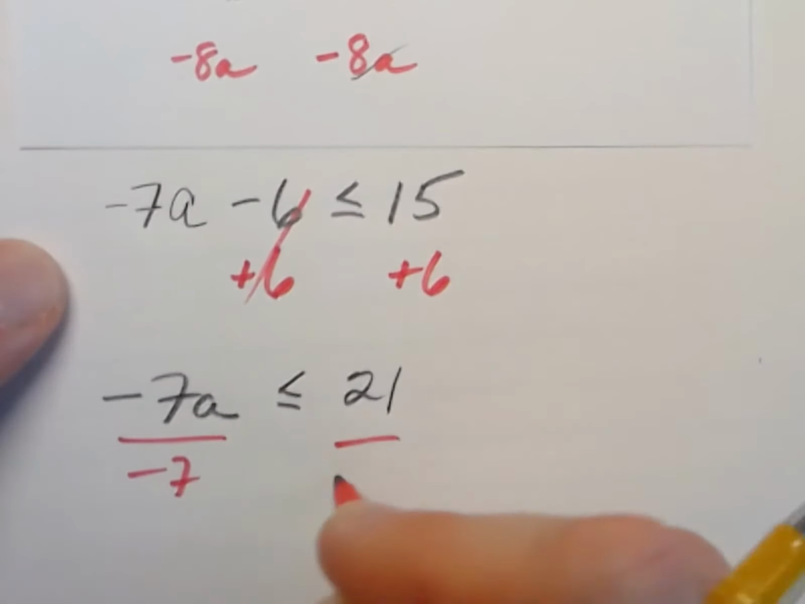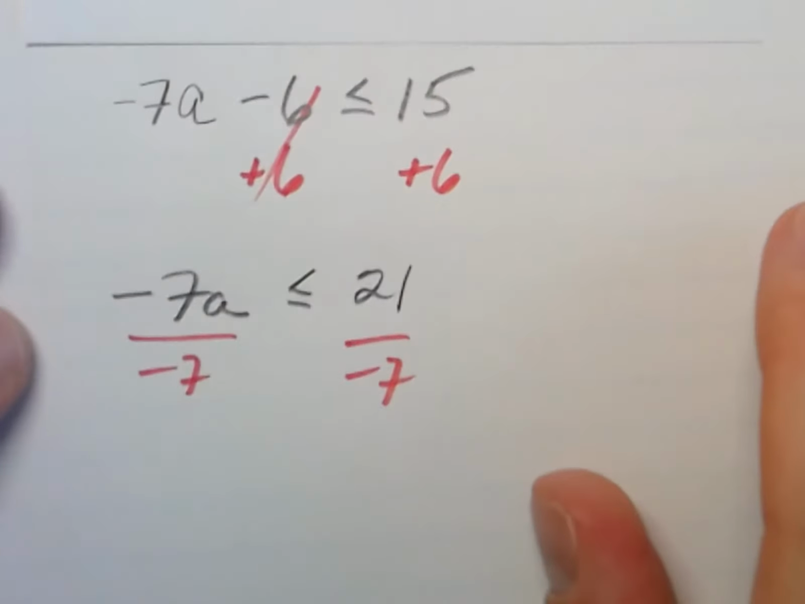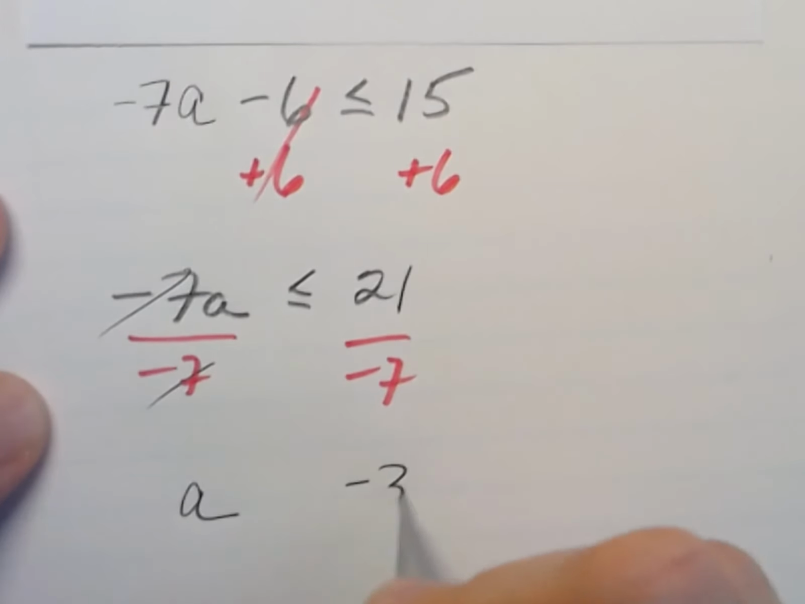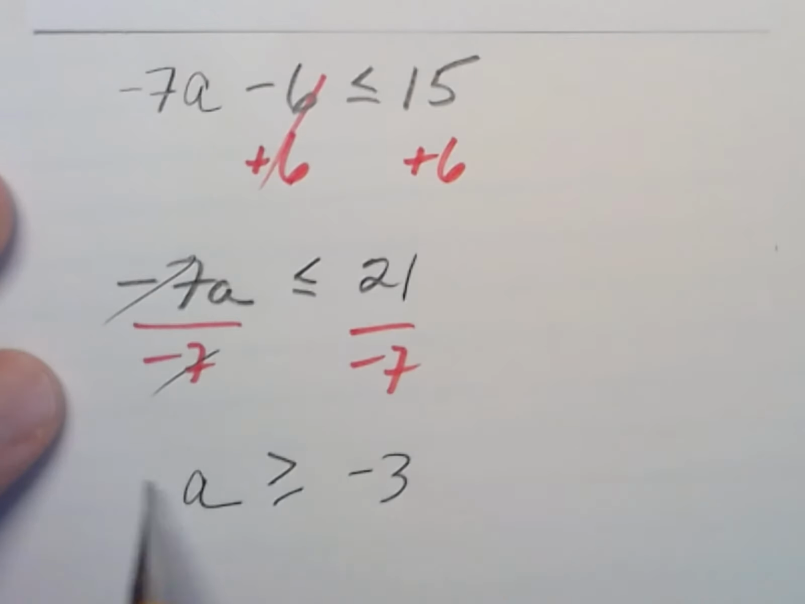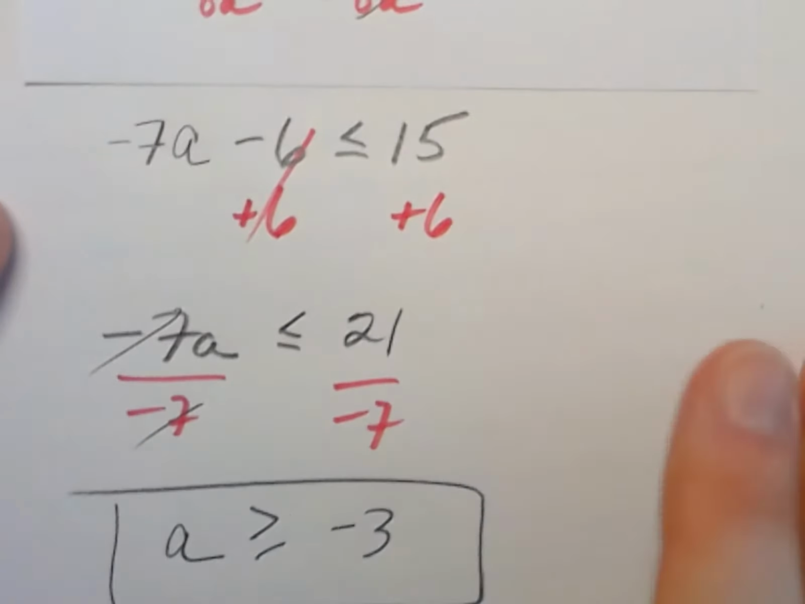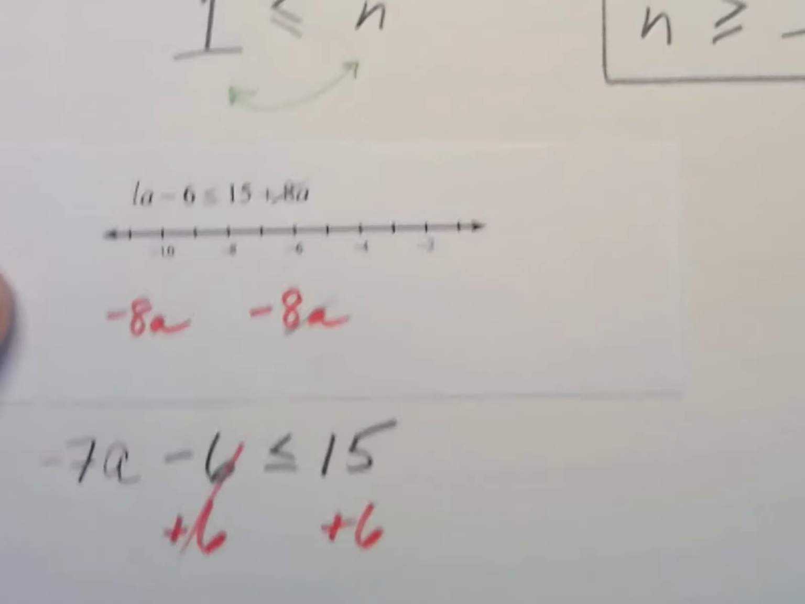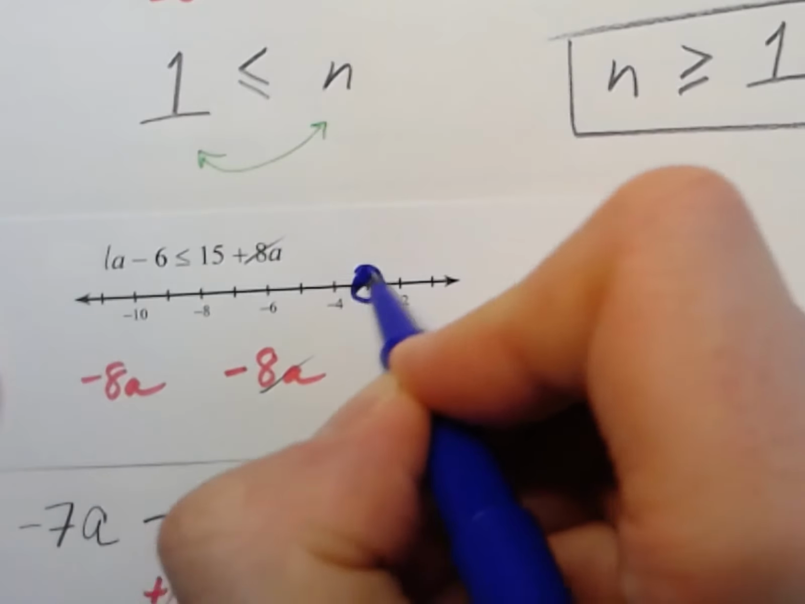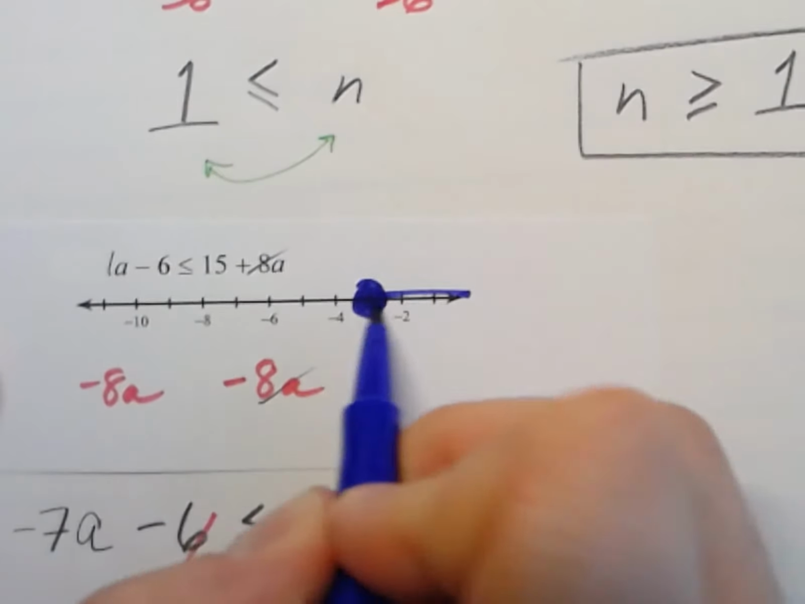Divided by negative 7. Now I'm going to flip the sign because I'm dividing by a negative. So those go away. I have a minus 3, and I'm flipping the sign. So it's greater than or equal to negative 3. Okay? So a is greater than or equal to negative 3. So here's negative 3. Filling it in, and it's greater than.